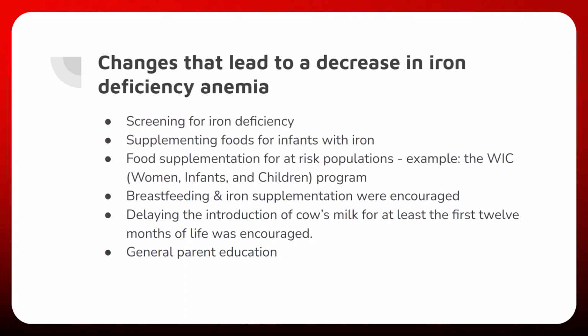Delaying the introduction of cow's milk has been very important. That needs to be delayed at least the first 12 months of life. The reason is that cow's milk is made for cows. It's not made for human babies, and it doesn't have the iron that human babies need. And then general parent education. All of this needs to be explained to parents so that they can understand what their child needs to stay healthy.